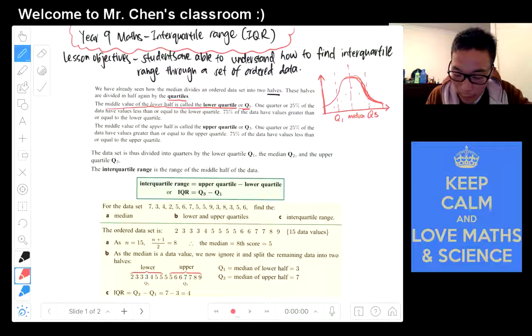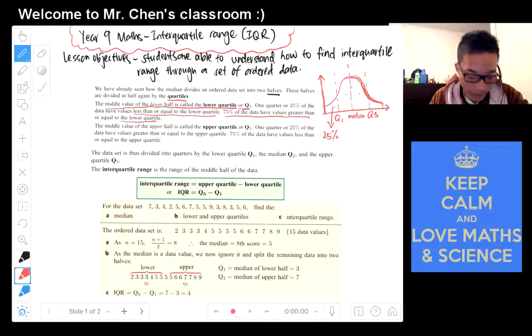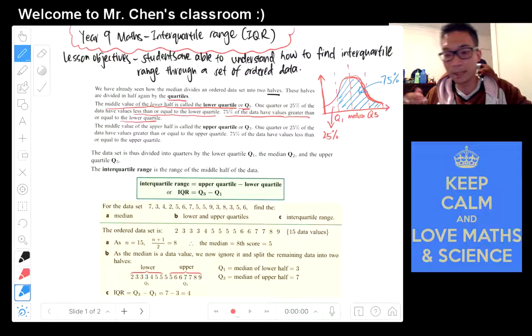So Q1, which is your first quartile, has 25% of all the data. 25% of the data has a value equal to or less than the lower quartile, and 75% of the data has a value greater than or equal to the lower quartile. So this is the 25%, and over here I'm going to use a different color. The remaining 75% of data is actually greater than quartile 1.